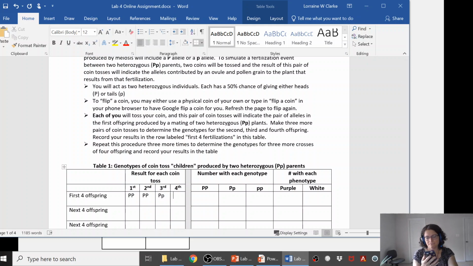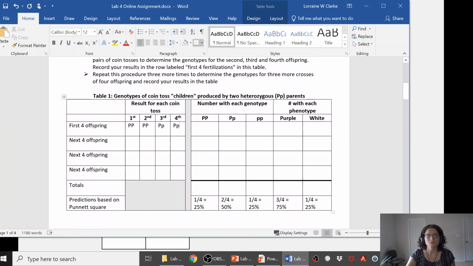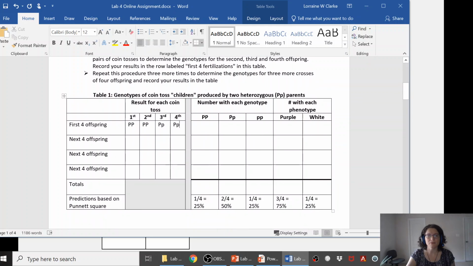Flip a coin. Heads. Flip a coin. Tails. So I'm going to show you how to do one line here, okay? So now you have big P, big P, big P, big P, big P, little p, big P, little p. You're going to show the number with each genotype. We have currently 2 and 2. See? 2 homozygous dominant, 2 homozygous recessive. But all 4 of them are purple because each one has at least one dominant. The only time they'd be white is if I had 2 tails in a row.